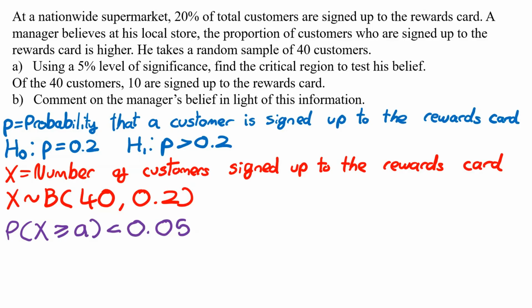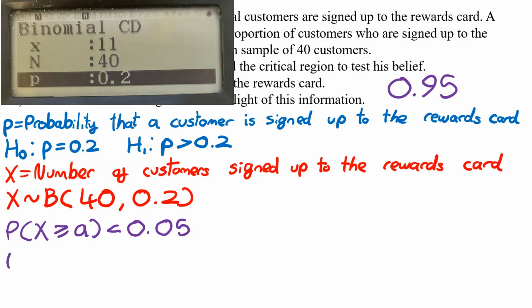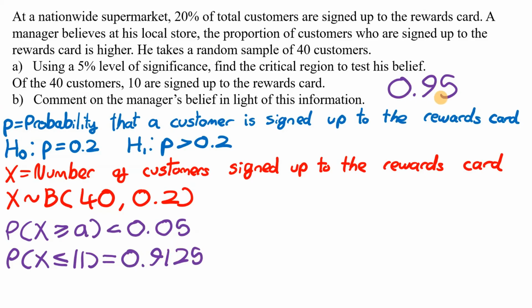We're going to use the same method as before: the binomial CD mode, subbing in n as 40 and p as 0.2, but this time we find the first probability that is bigger than 0.95. If you sub in x is equal to 11, this is the probability that x is less than or equal to 11. Remember the inequality sign is this way round here. To 4 decimal places, this is 0.9125. Now this isn't bigger than 0.95, so we have to go up by one more.